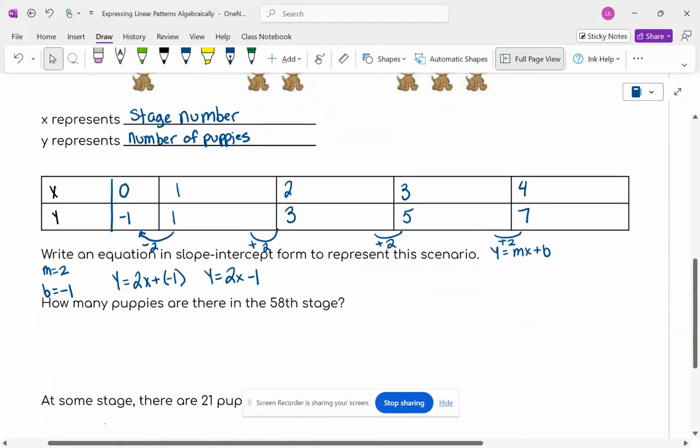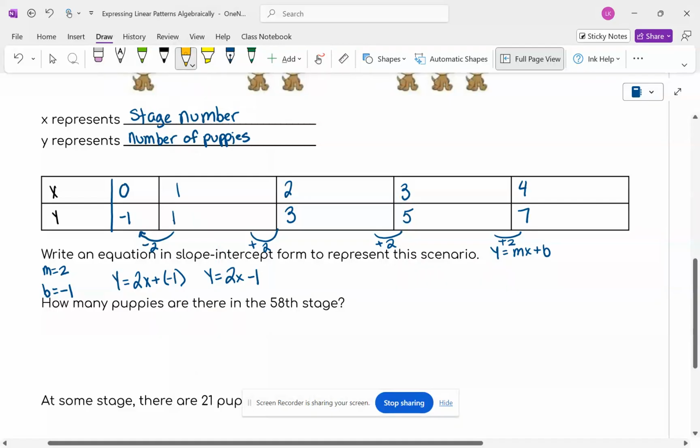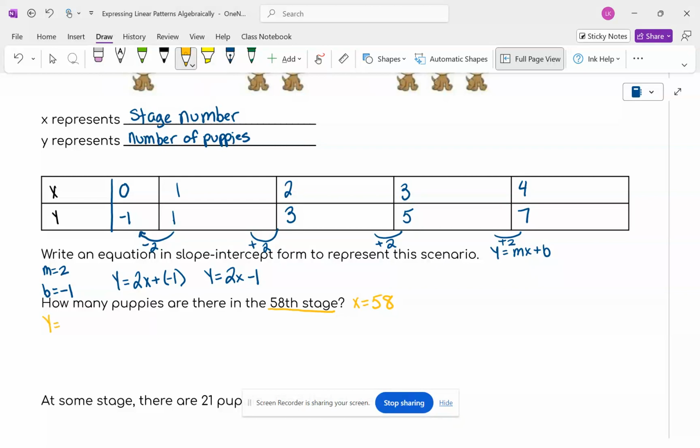And what's really great when we have this formula is that we can now easily find values of x and y. So this next question asks us how many puppies are there in the 58th stage? So remember that x is stage number. So this is asking us what's going on with y when x equals 58. So we're going to say y equals 2, and instead of x, we're going to plug in 58, minus 1. 2 times 58 is 116, minus 1 is 115. And I'm going to include units for good measure. So 115 puppies.